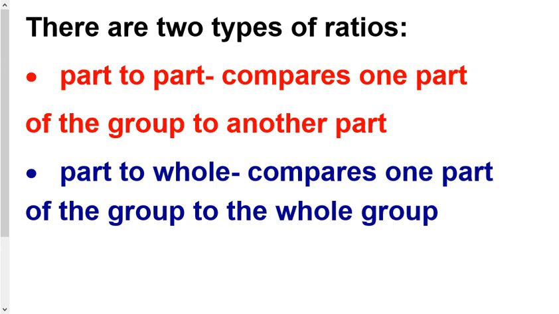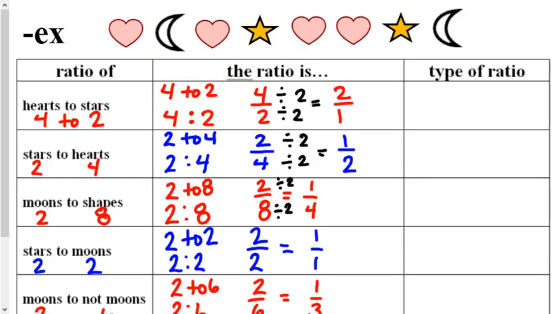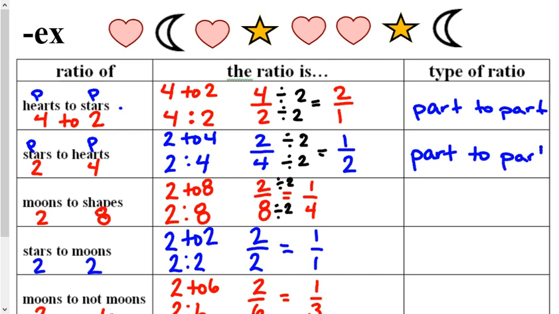So when we look at our 5 ratios that we just wrote, for this first one, hearts are part of the group and stars are part of the group. So this is a part-to-part ratio. When we look at the next one, again, stars are part of the group and hearts are part of the group. So this is a part-to-part ratio.